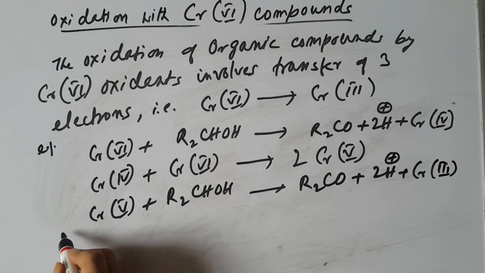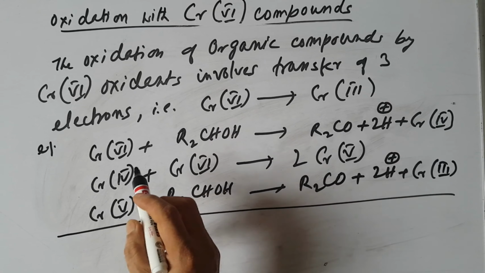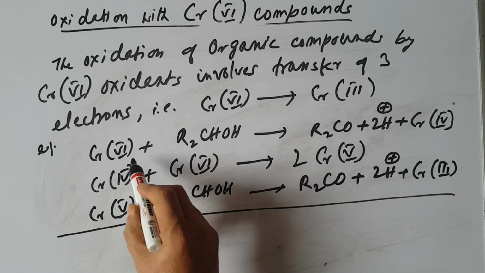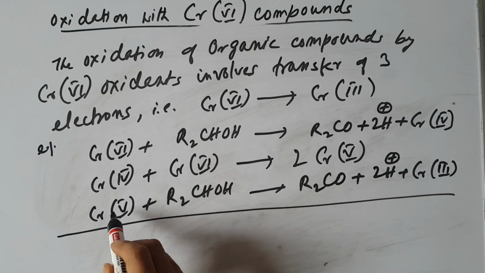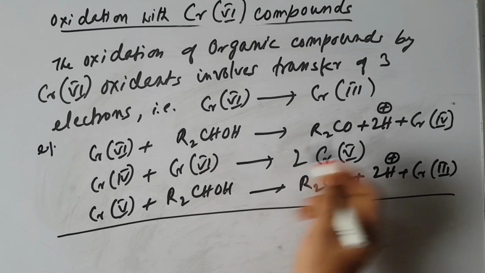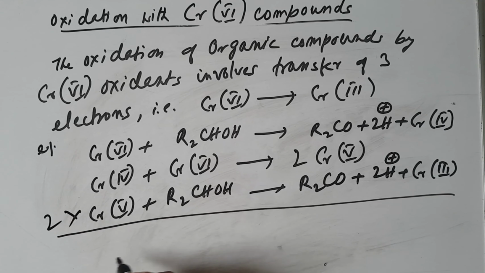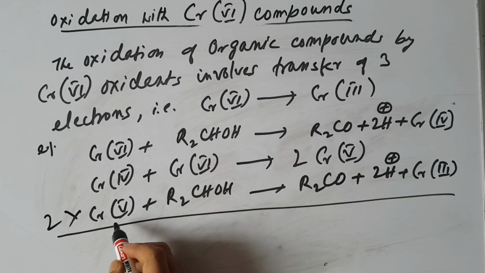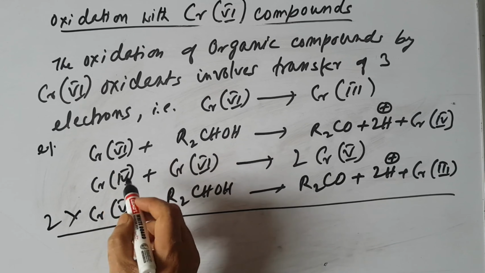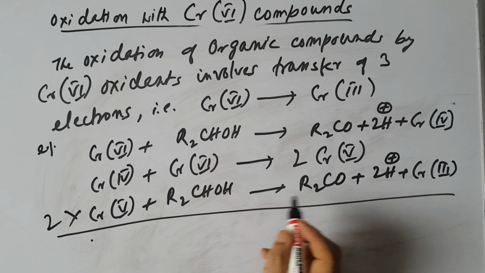So for the net overall reaction, in one step we go from 6 to 4, then here 5 to 3. So we can balance this. Here 2 electrons are transferred, so you can multiply by 2. Balancing this, we have 2 Cr, here chromium 6, and here 5.